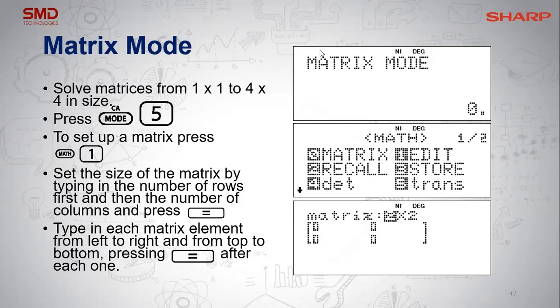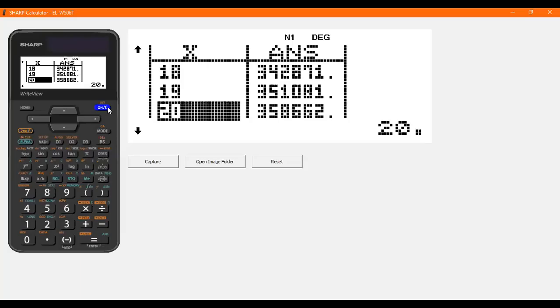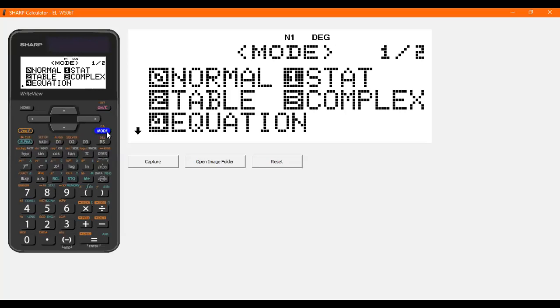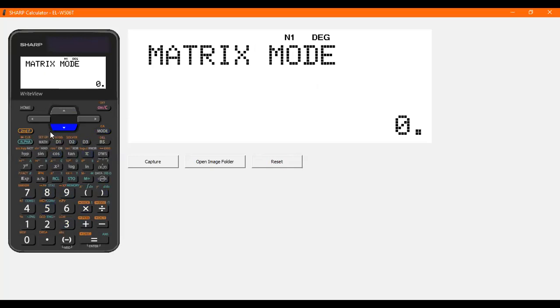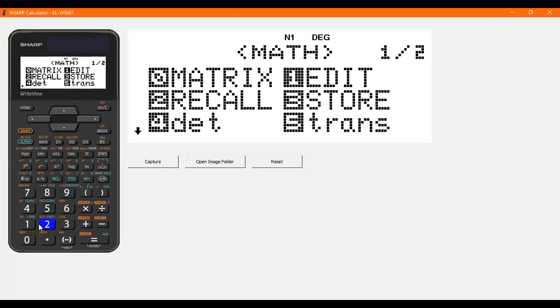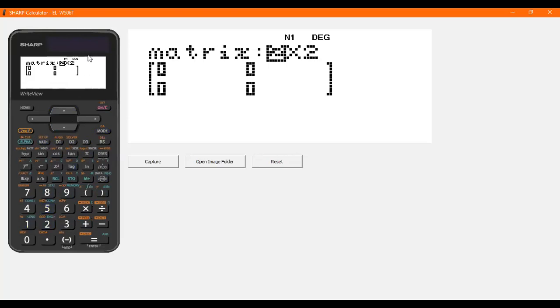And so I'm actually not going to use this example. I'm going to use a 2 by 2 matrix because it seems to be the most relevant to everybody. So we're going to press mode, and then we need 5 for matrix. And to input a matrix, you press math, and you press 1 for edit. You can see standard comes up as a 2 by 2. So if you wanted to change anything, you can just go back like that. It's quite easy. Once you're happy with the dimensions of your matrix, you can then just press equals.